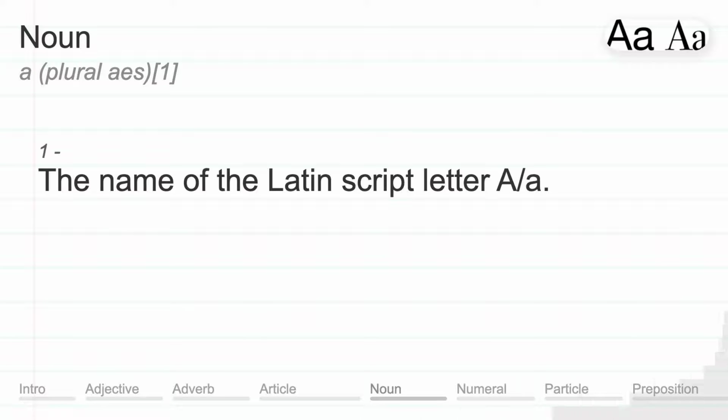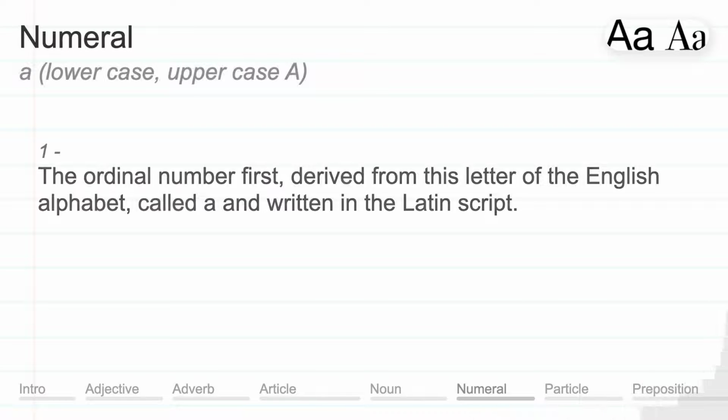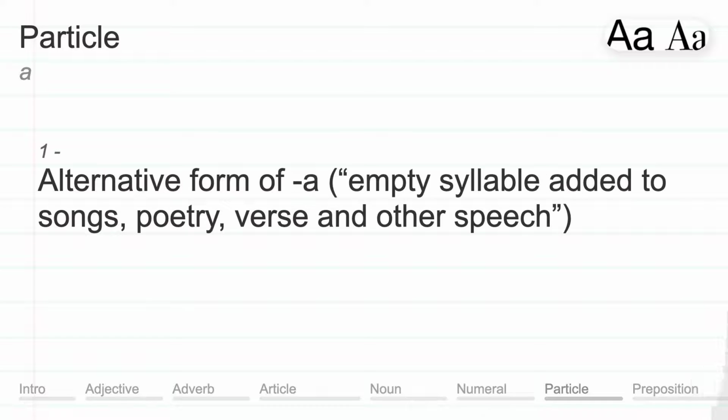Noun. The name of the Latin script letter A. Numeral. The ordinal number first, derived from this letter of the English alphabet, called "a" and written in the Latin script. Particle. Alternative form of "a", empty syllable added to songs, poetry, verse and other speech.